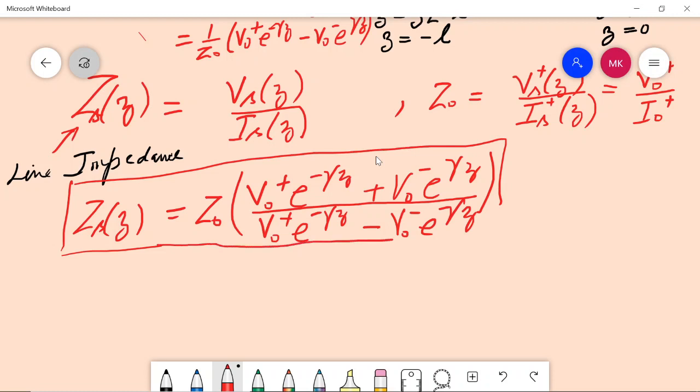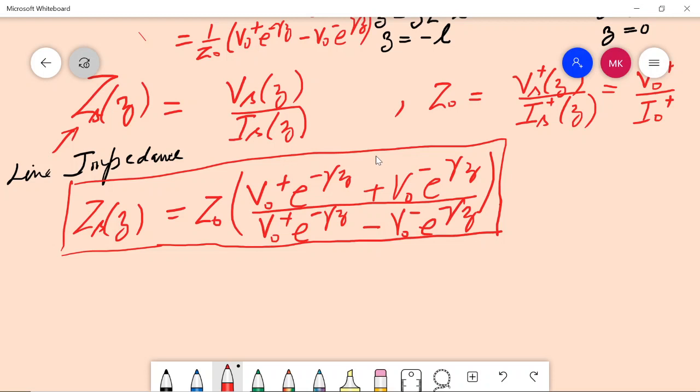So it is very important to note that the line impedance of a line depends upon the location where you are going to find it. As you vary the point in the transmission line, the line impedance may vary. It may change, and it will be complex. So line impedance is complex. In general, Z0 is also complex.